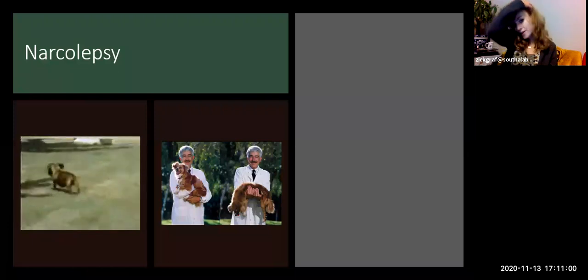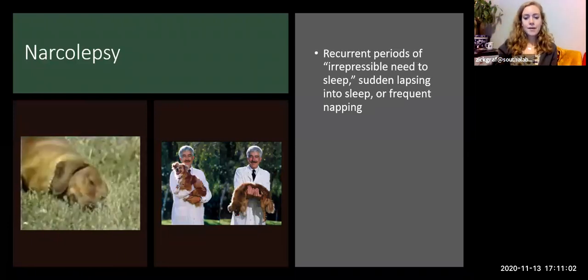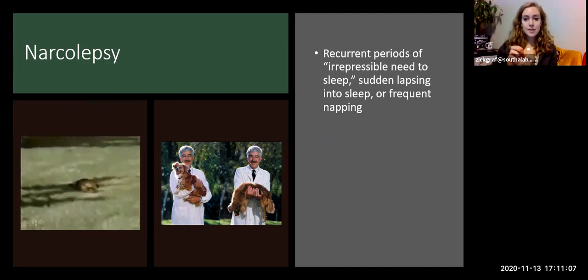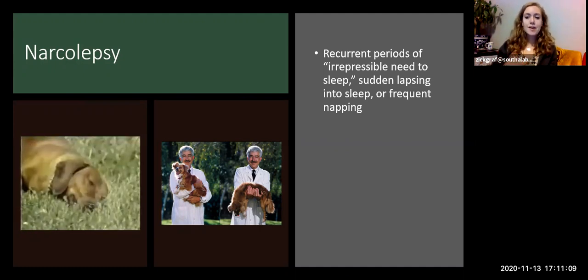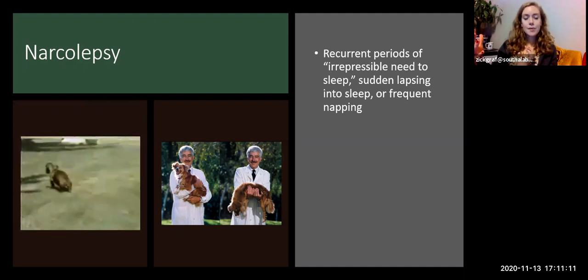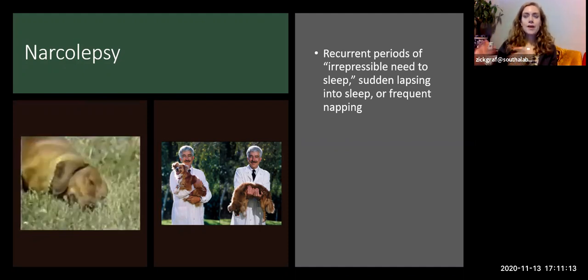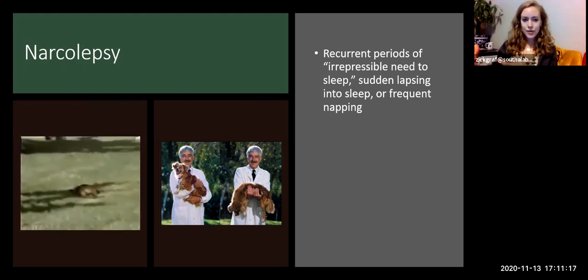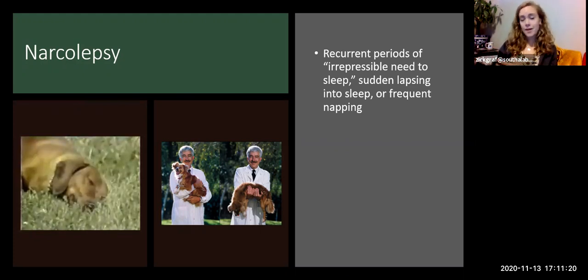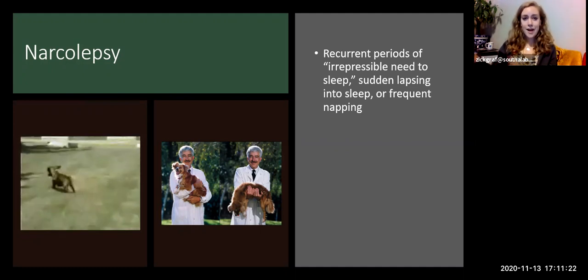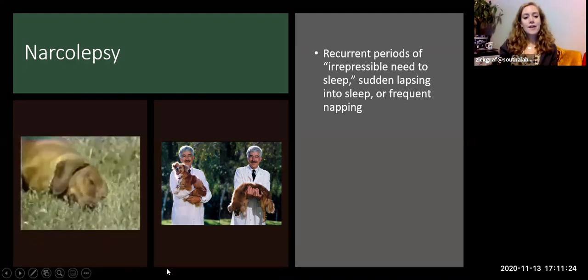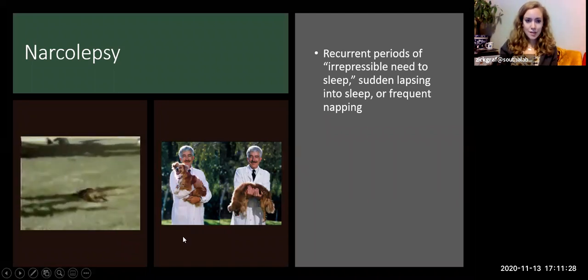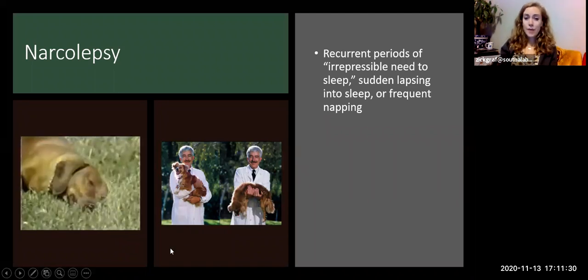Okay, so another dysomnia that we're going to talk about is narcolepsy. Narcolepsy involves recurrent periods of what the DSM calls irrepressible need to sleep, also known as sleep attacks, which is basically sudden lapsing into sleep. People with narcolepsy also might engage in frequent napping where they have a little bit more warning that they're going to fall asleep, but they still really can't control it. They just have enough warning that they can go lie down and call it a nap instead of a sleep attack. There are lots of purebred dogs that have genetic predispositions to narcolepsy, especially dachshunds and Rottweilers.